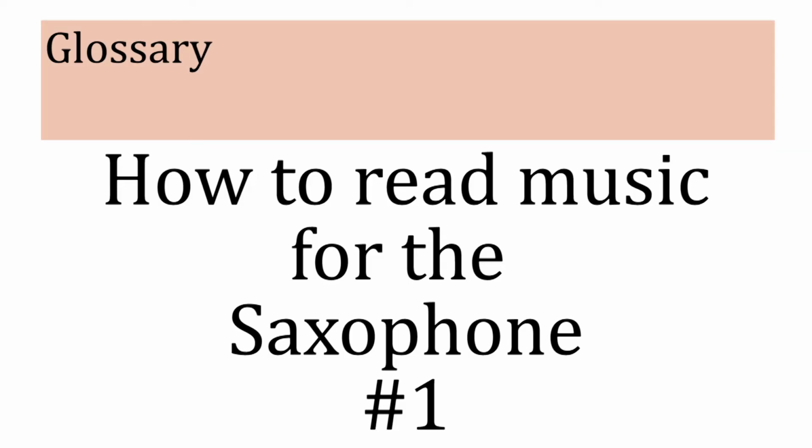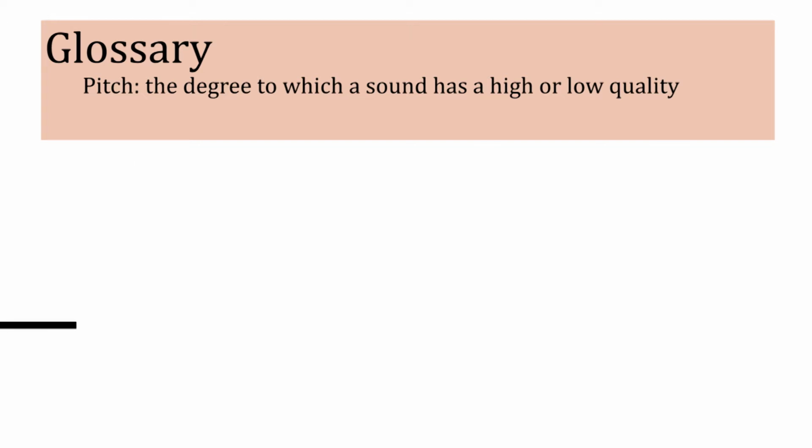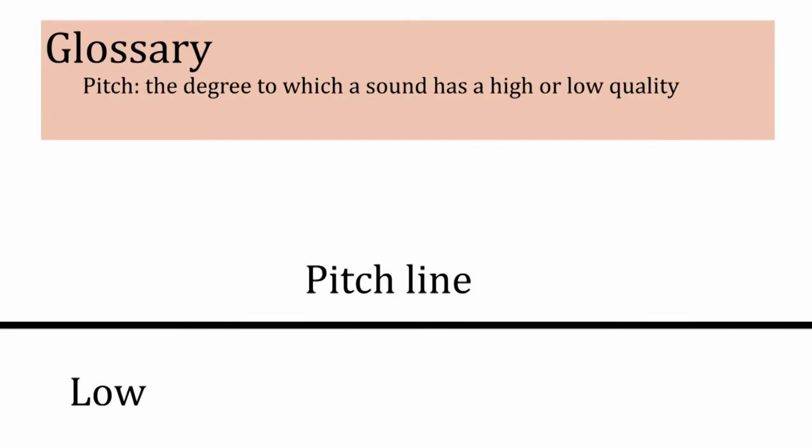We can distinguish between the different notes of the saxophone because they are at different pitches. The word pitch refers to the depth or height of a sound. If we represent this on a pitch line, with the lowest pitch being on the left and increasing in pitch as we move to the right, then the low B flat note, which is the lowest note in the saxophone, and therefore the note with the lowest pitch, would be on the left.